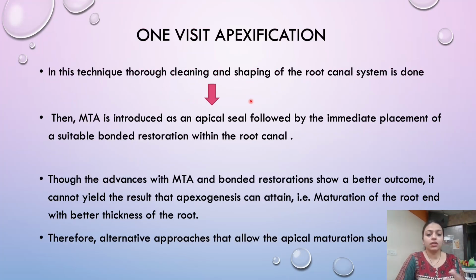So in this technique, a thorough cleaning and shaping of the root canal system is done, and then MTA is introduced as an apical seal, followed by immediate placement of a suitable bonded restoration within the root canal. Okay. So though advances with MTA and bonded restoration show a better outcome, it cannot yield the result which apexification or apexogenesis can attain. Okay, maturation of the root end with better thickness of the root cannot be achieved during this procedure. Therefore, alternative approaches which allow apical maturation should always be used. Okay.